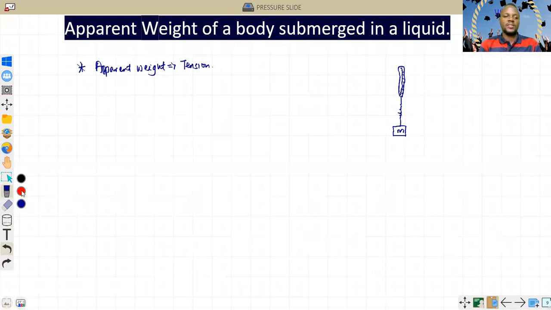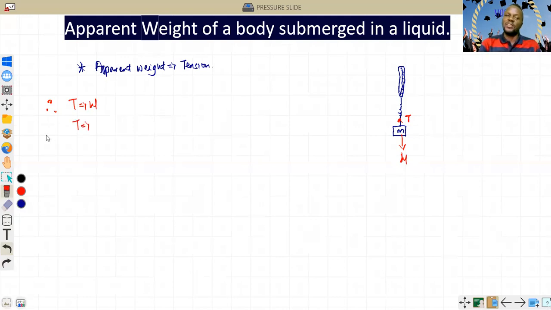Now, from early classes, we have learned that the weight of this load, which I'm using as mass M, acts downward. Then the tension acts against it in the upward direction. As a result of equilibrium, we can conclude that the tension here will balance out the weight. So we say the tension is equal to the weight.